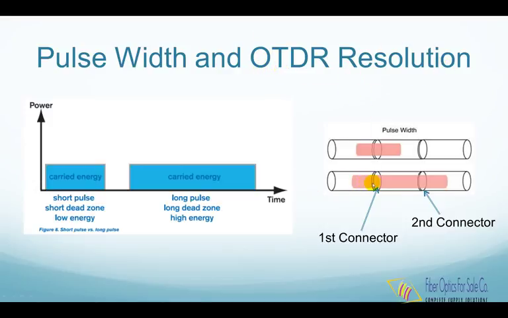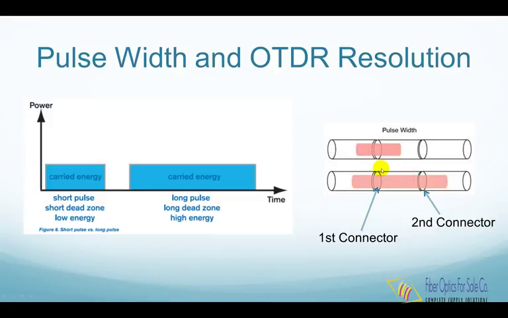The OTDR test pulse has a length in the fiber, typically 5 to 500 meters long. It cannot see features in the cable plant closer together than that. If the light pulse is too long, the pulse will be going through both events simultaneously, and the OTDR cannot distinguish these two events, as shown in the picture.